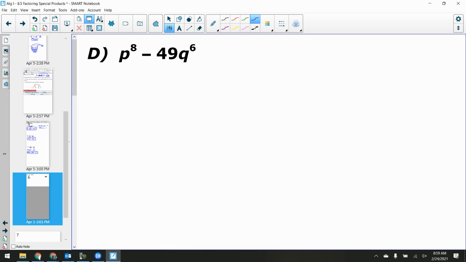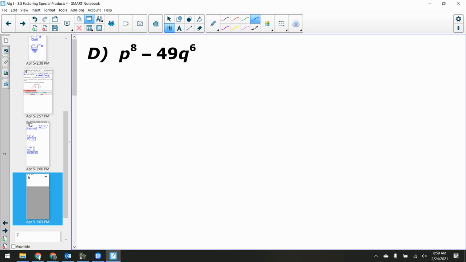No. You always should check a GCF first. But there's no GCF in this case. I've got a 49, which is only divisible by 7, and I don't even have a number out front of p to the 8. And watch out, those are not the same variable. P to the 8, q to the 6. No, there's no GCF. So it's two terms, and the only thing I could possibly do with a two-term polynomial, with a binomial, is factor it by a difference of squares.